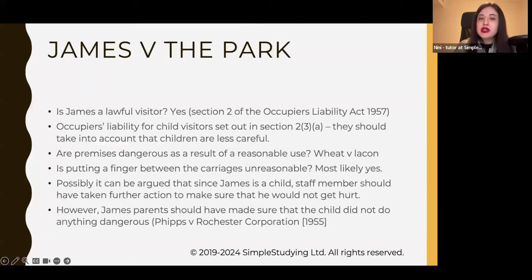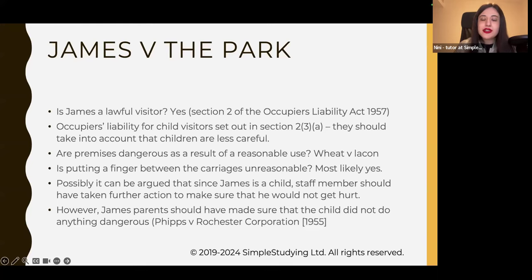be to apply Section 2 to the facts of the case and conclude that most likely James is a lawful visitor because he should have a ticket. He bought a ticket to enter the park, and that grants him a license to be lawfully on the premises of the park. Occupier's liability for child visitors is set out in section 2(3)(a).